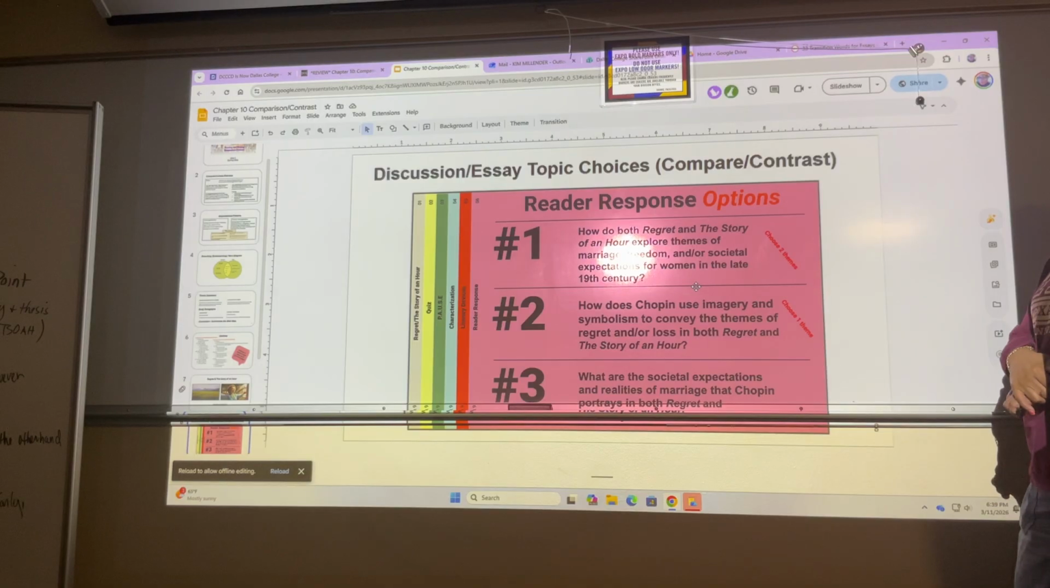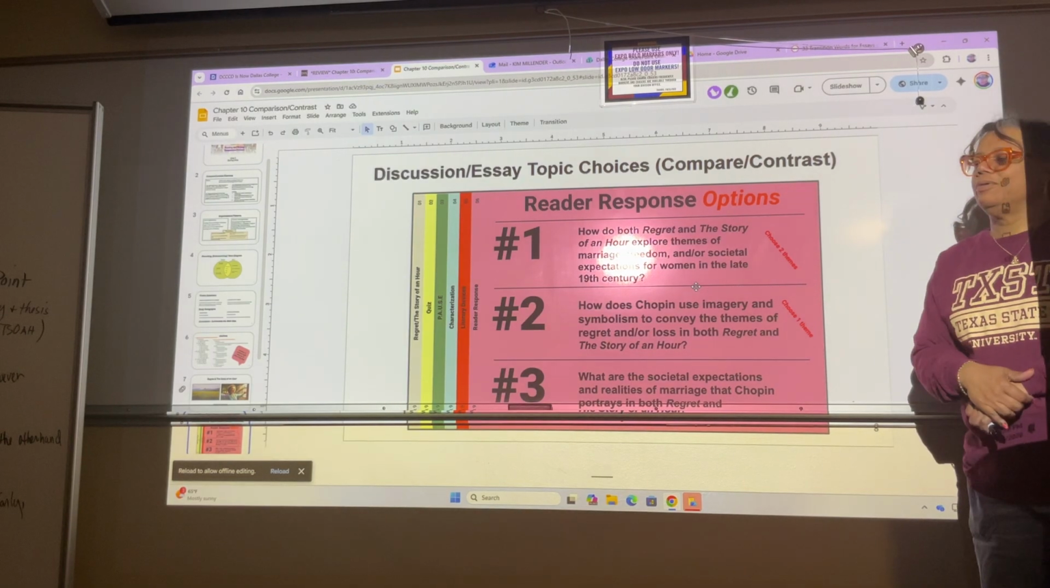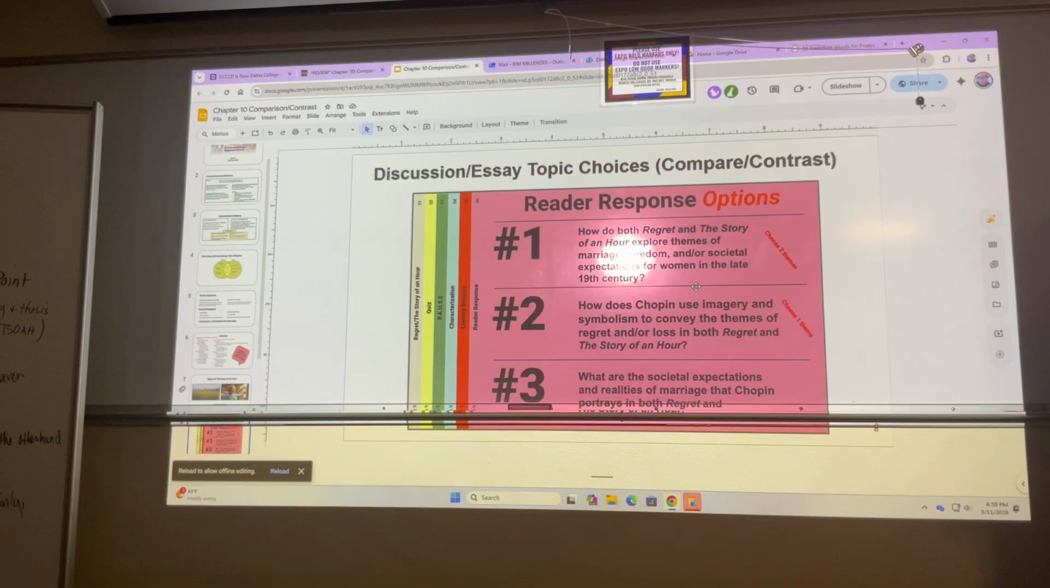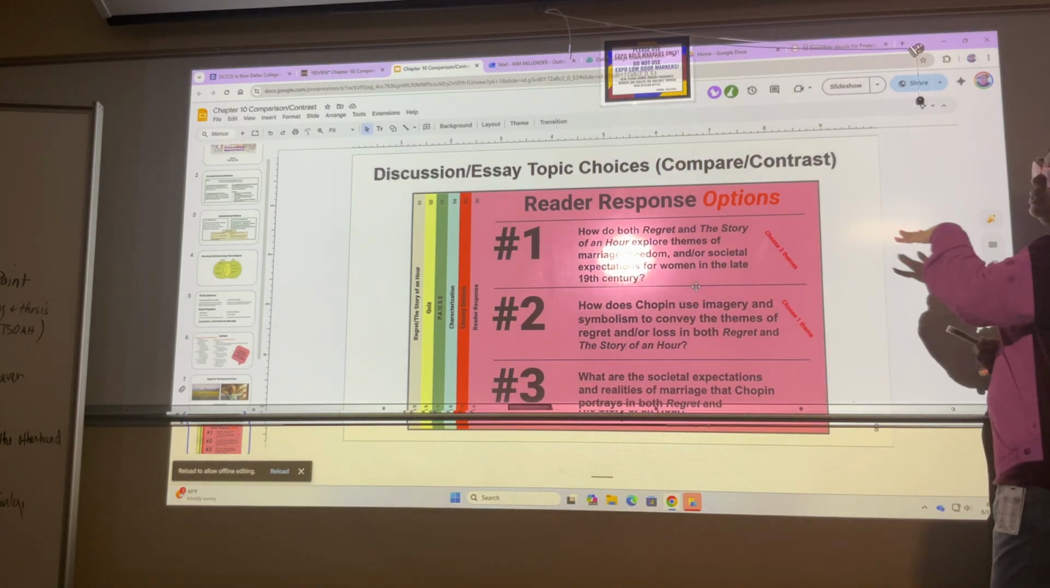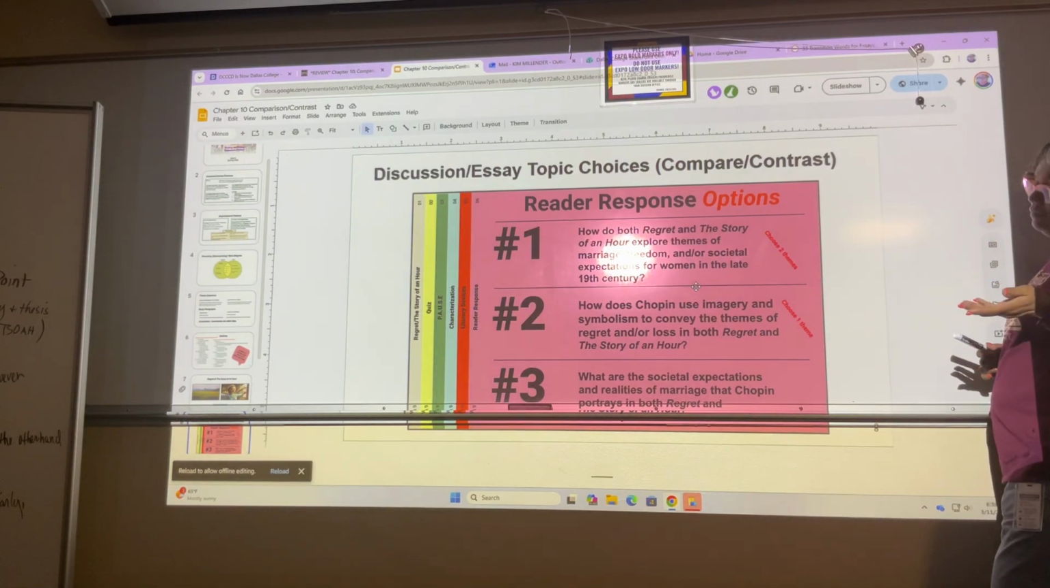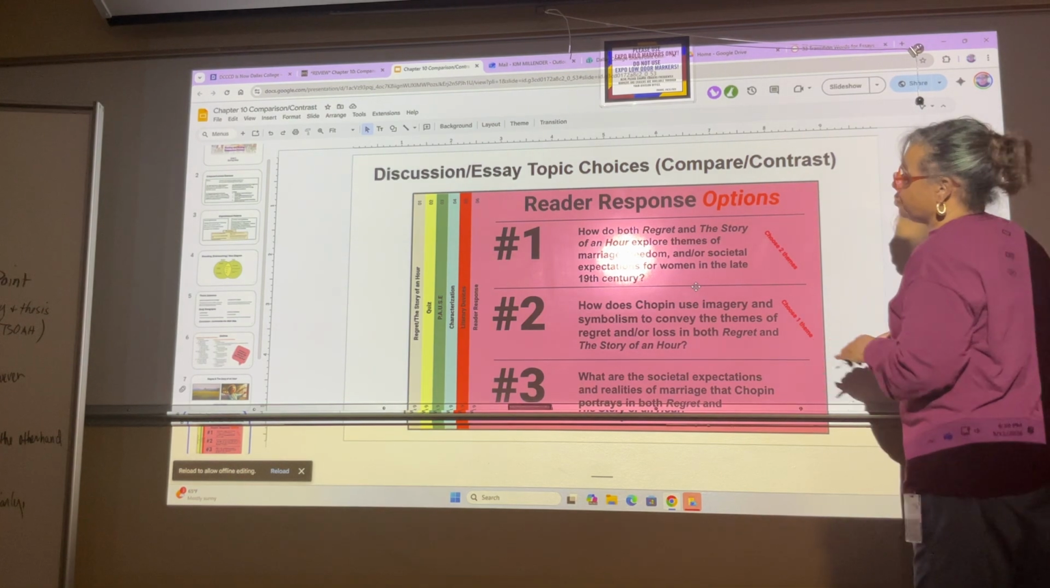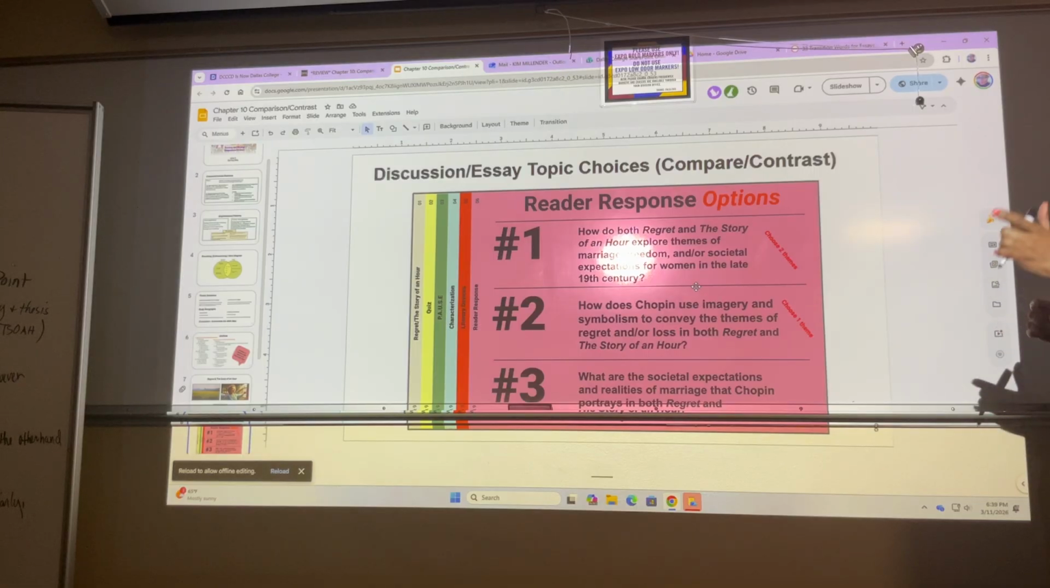I'm sitting up here thinking, am I making y'all do too much for choosing two themes? Yes. Marriage and freedom. See, she didn't say that. She came up with her two themes. Okay, so "Regret" and "The Story of an Hour." This one right here starts with "Regret," so we can follow it. Which two do you want? Marriage and freedom. Marriage and freedom. Okay.